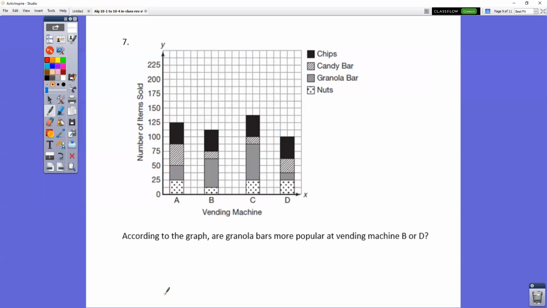According to the graph, are granola bars more popular at vending machine B or vending machine D? So we're looking for this solid gray at B or at D. Well, this gray area is bigger than this gray area, so it would have to be B, because that is bigger.